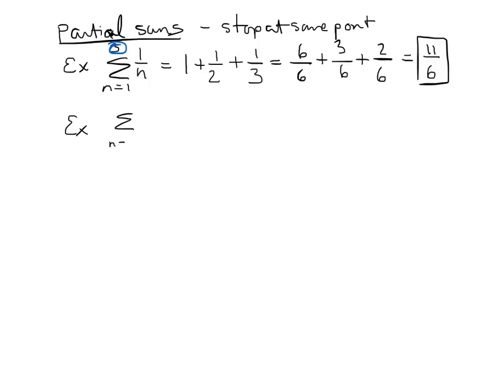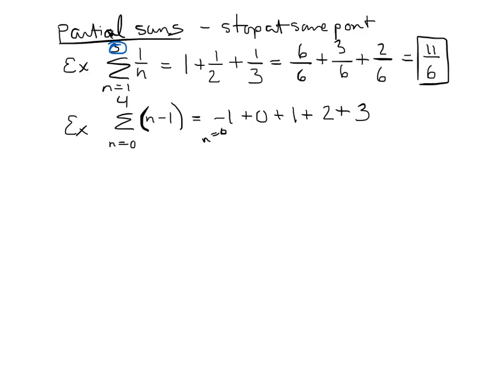If we want the sum from n equals 0 to 4 of n minus 1. So in this one, we start at 0, which would be -1. Then we go to 1, which would be 0. Then 2, 2 minus 1 is 1. Then 3, 3 minus 1 is 2. Then 4, 4 minus 1 is 3.